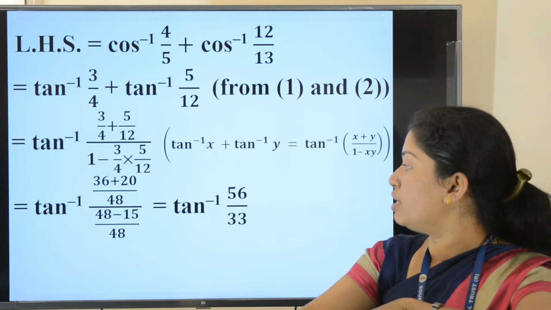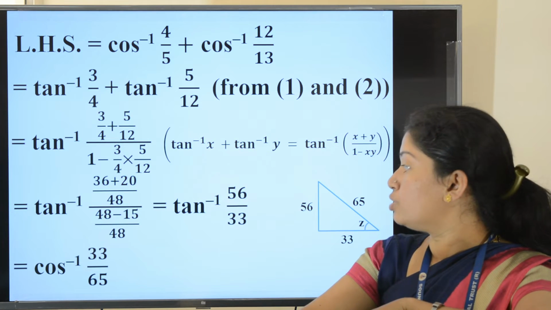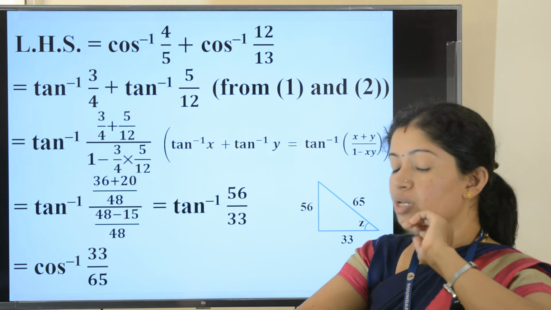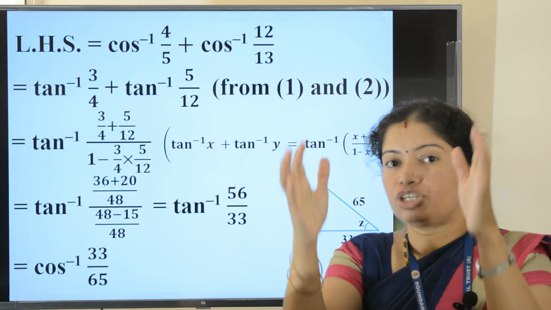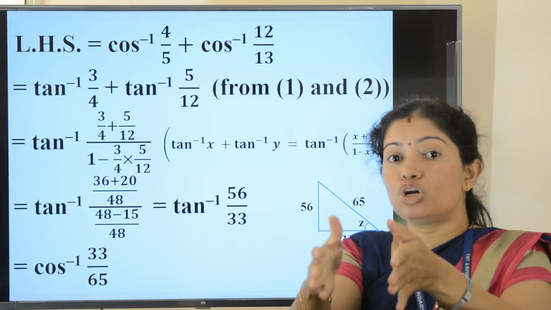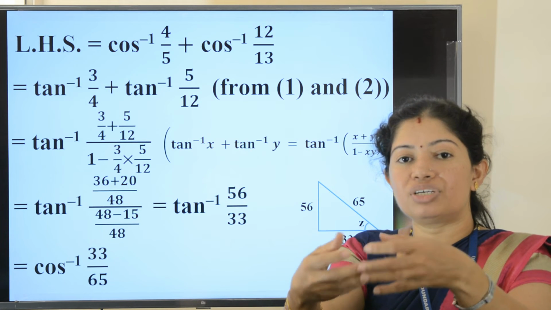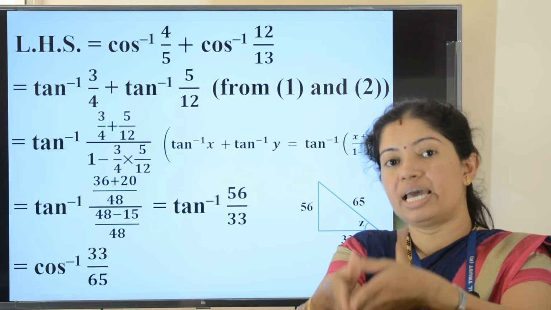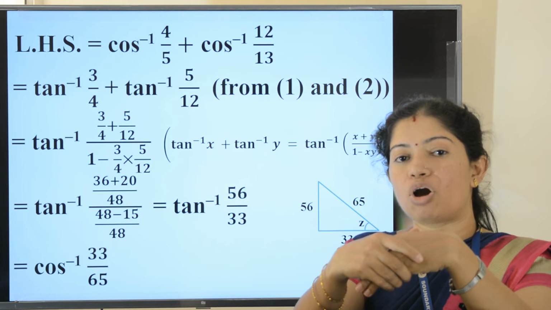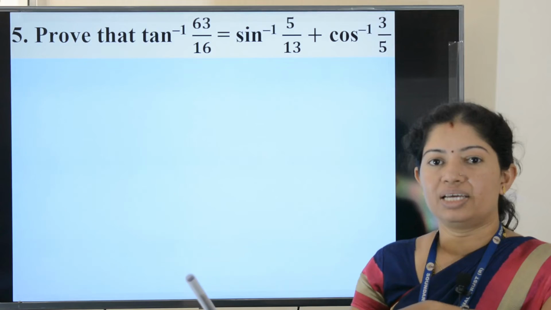So this is our fourth problem. What we did here, students: first you converted, because on your left hand side you have two cos inverse. First you have to convert that cos inverse to tan inverse. Then you will use the property of tan inverse.